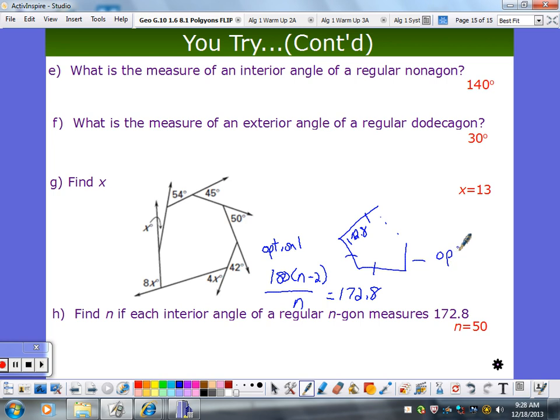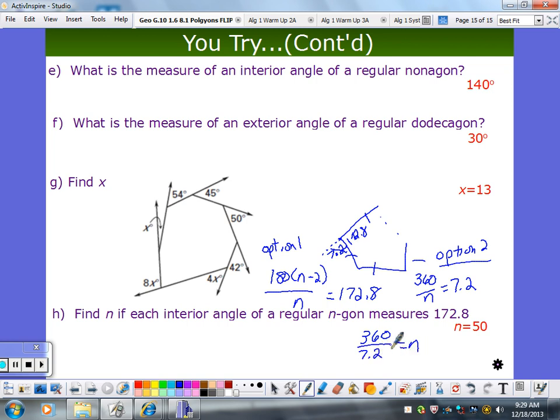Option two was to say, if I extend this out a little bit, what's the measure of that external angle? It's going to be 180 minus 172.8, 7.2. So that's an exterior angle. How do you find the exterior angle? That's 360 over n, and it's 7.2. So I can solve this for n, or I can solve this for n. Which one looks easier? The second one, right? So I just swap them out, or multiply both sides by n, and then divide by 7.2. And I get 360 over 7.2 is n.